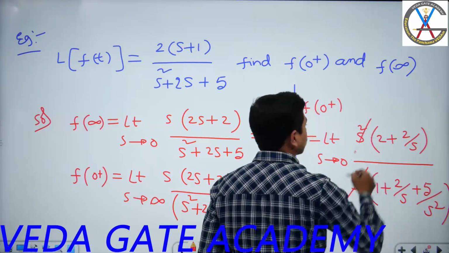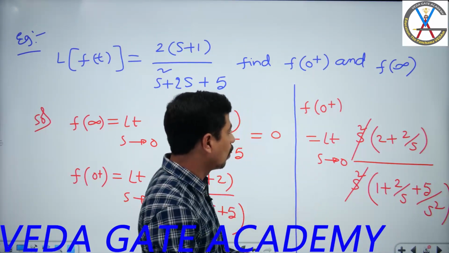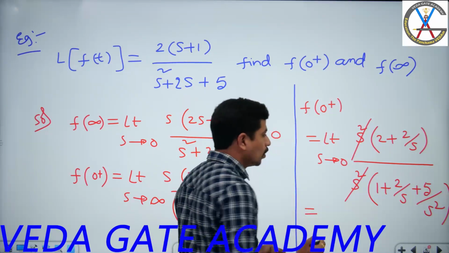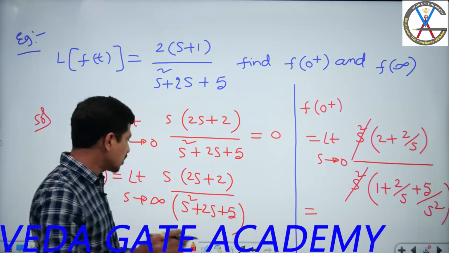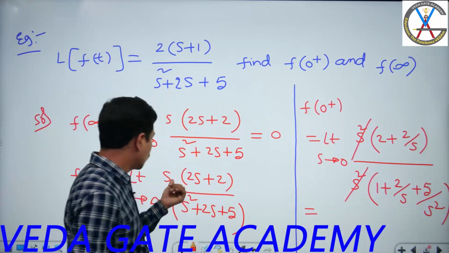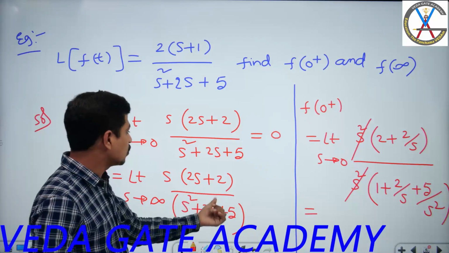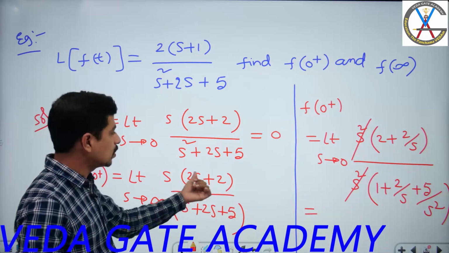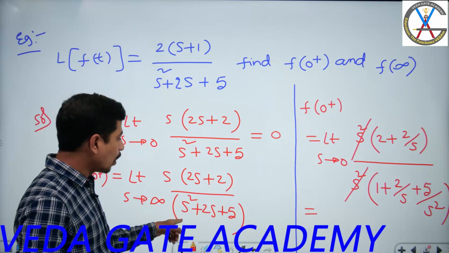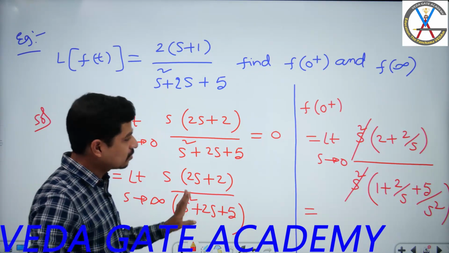So this is gone, both are gone. Look at it carefully. That is equal to, look at the simplification. Is there any mistake in the simplification? Check it once. Yes sir, s into 2s square plus 2s we are going to get. If I take s square common, 2 plus 2 by s, perfect. In the denominator, if I take s square common, 1 plus 2 by s plus 5 by s square, perfect.